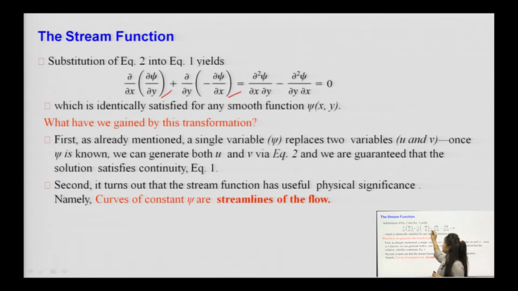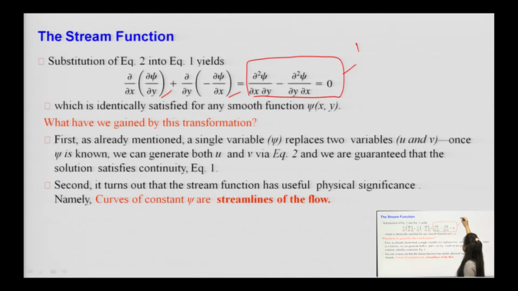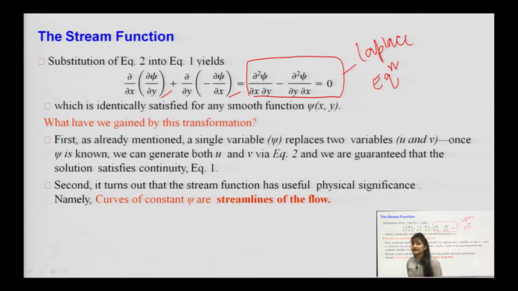So, we have substituted the value of u and the value of v in this function, and you can see that the resultant equation is nothing but in the form of the Laplace equation. It means that if you are sure about the existence of psi with coordinates x and y, then it should satisfy the Laplace equation in the same form.